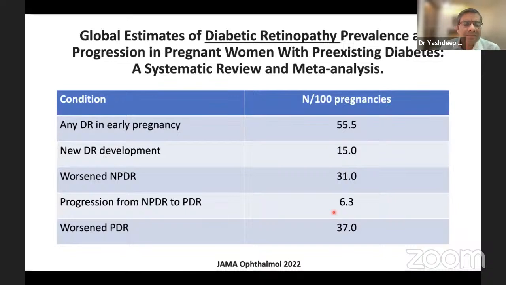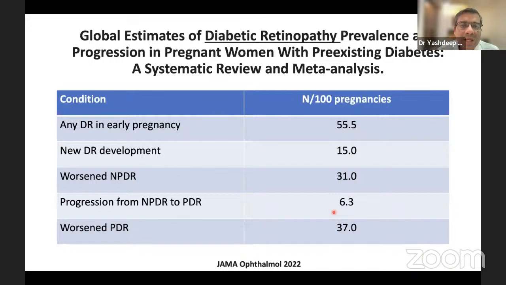Diabetic retinopathy: when we screen women with type 1 diabetes, 1 out of 2 women will have some diabetic retinopathy in early pregnancy. Even if the woman doesn't have any diabetic retinopathy, 15 out of 100 women will develop new onset diabetic retinopathy. There is also a worsening of NPDR: 31 out of 100 women with NPDR will worsen. There will be progression from NPDR to PDR in 6 out of 100 women, and there could be a worsening of PDR, which again indicates a tendency for worsening of diabetic retinopathy during pregnancy. So if it is severe NPDR or PDR, it has to be tackled before pregnancy.